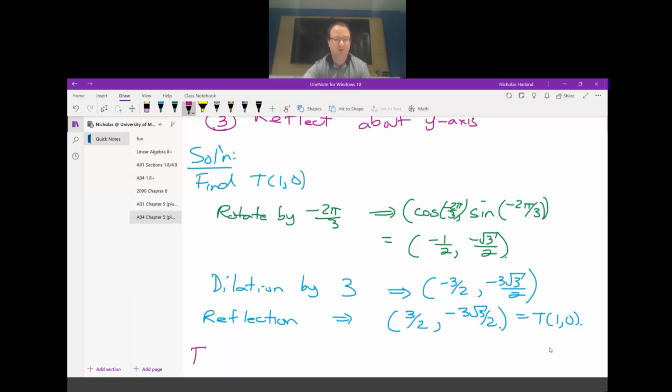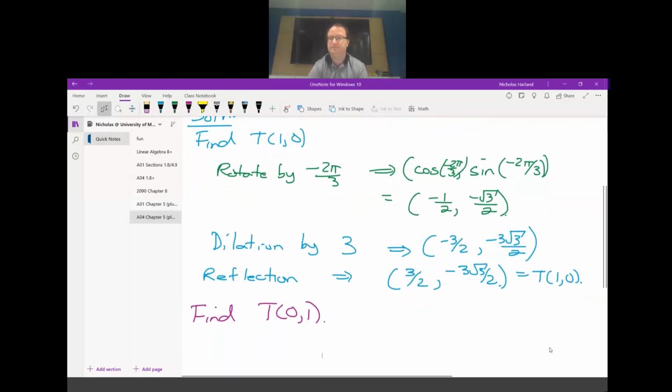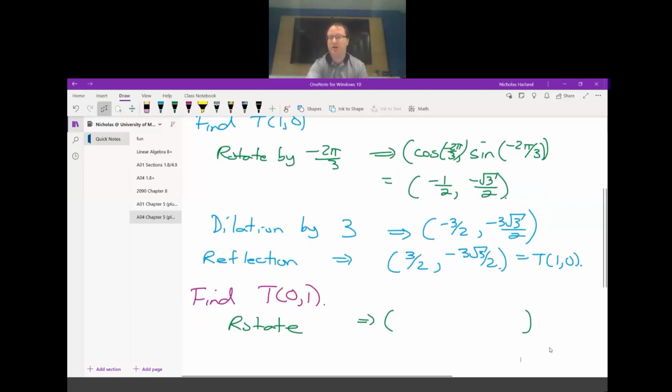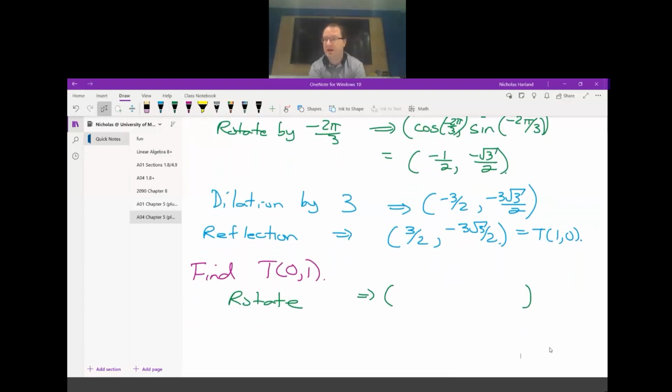All right, so any questions about how we found T of (1, 0) before we move to T of (0, 1)? All right, so same deal, rotate. Let's keep it general for just one second. In terms of theta, what do we get when we rotate (0, 1) by an angle of theta? If you're looking for the answer, it was the second column in our standard matrix for the rotation.